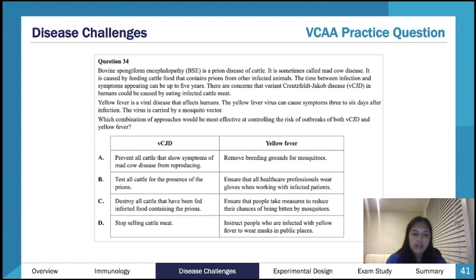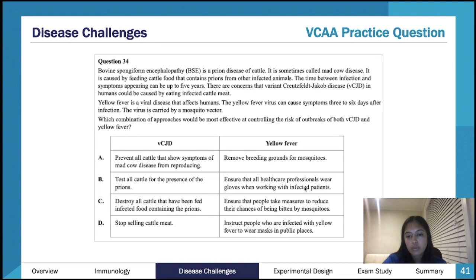So, prevent all cattle that show symptoms of mad cow disease from reproducing. Remove breeding grounds for mosquitoes. Test all cattle for the presence of prions. Ensure that all healthcare professionals wear gloves when working with infected patients. In terms of yellow fever, it's a viral disease that affects humans, and the virus is carried by a mosquito vector. So you're going to want to look for something that particularly targets mosquitoes. Removing breeding grounds for mosquitoes sounds pretty good. Wearing gloves for healthcare professionals is probably not the best thing.